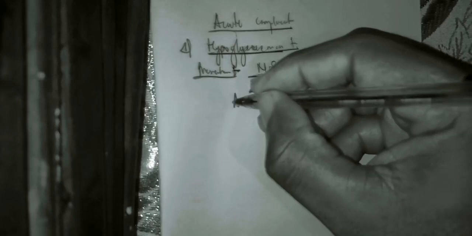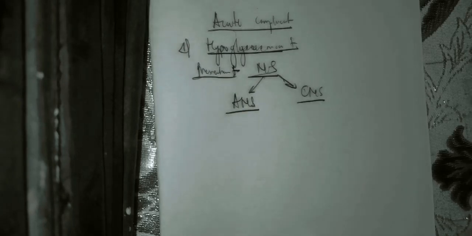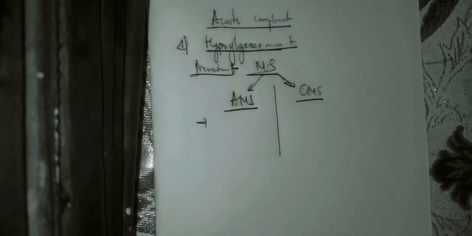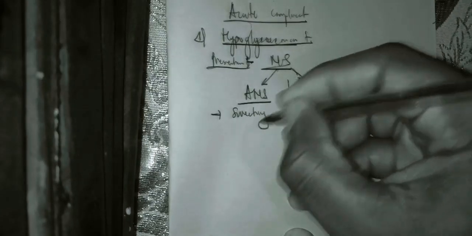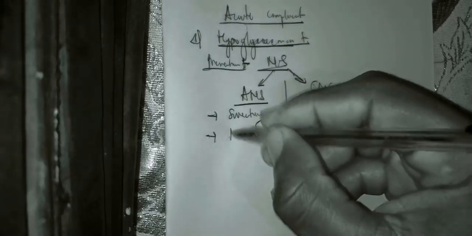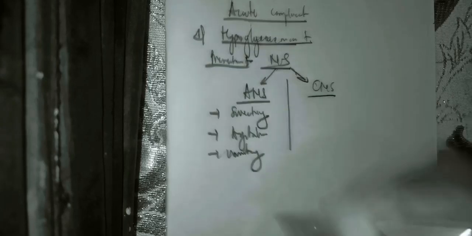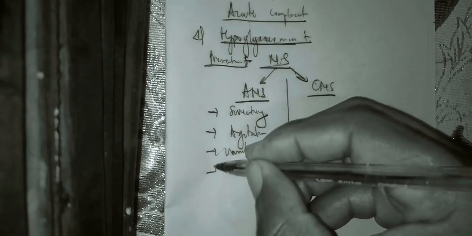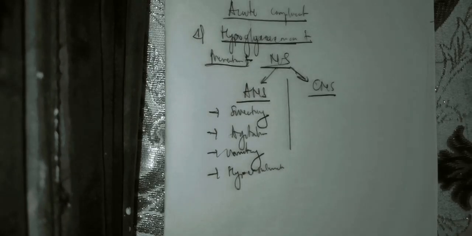Now, the nervous system presentation can be divided into two. We have autonomic nervous system signs of hypoglycemia, and we have central nervous system signs of hypoglycemia. The autonomic signs are associated with sympathetic nervous system activation. What are the elements of sympathetic activation? The patient is going to sweat. You're going to have agitation, and you may also have vomiting. You have also hypersalivation. All those are the signs of sympathetic nervous system activation.